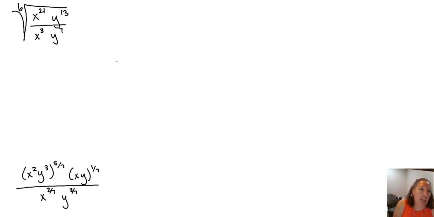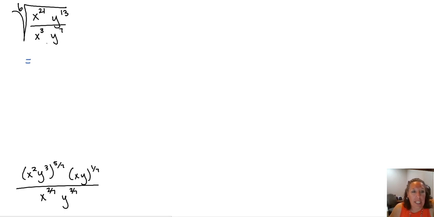So the first example we have is the sixth root of the whole fraction x to the 21st y to the 13th over x cubed y to the 7th. So simplifying this, there's a couple of different routes you can take, different rules that you can use. First, you're going to use the same basic rules. It really just depends on what order.